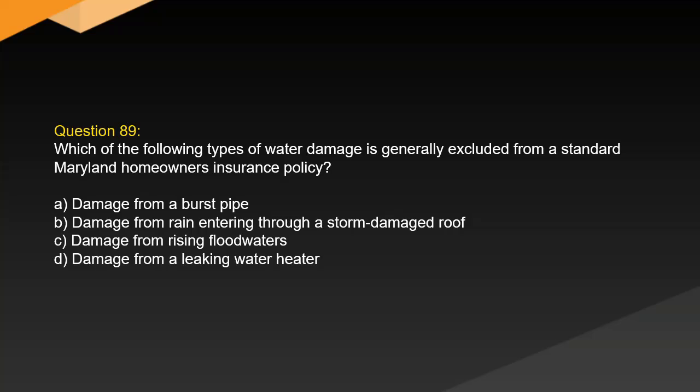Question 89. Which of the following types of water damage is generally excluded from a standard Maryland homeowner's insurance policy? A. Damage from a burst pipe. B. Damage from rain entering through a storm-damaged roof. C. Damage from rising floodwaters. D. Damage from a leaking water heater.